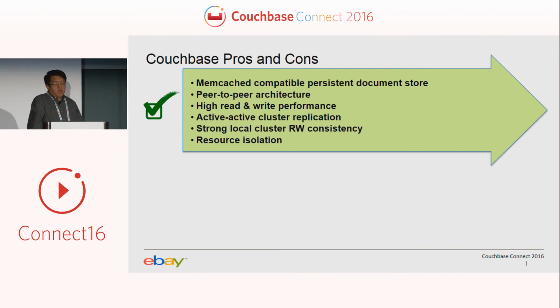Another good thing is that we get resource isolation, right? We can assign different memory quotas to different buckets, and we can even adjust disk priority and I/O priority. We can also do active-active cluster replication, so we can write to multiple data centers at the same time, and the data will be synced to the other data center very quickly, because in 3.0, XDCR is memory to memory.